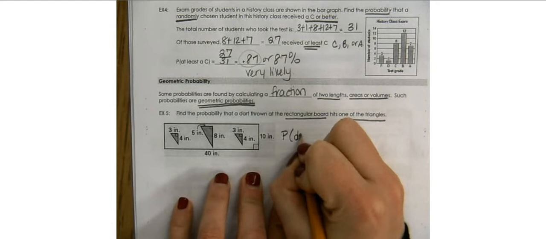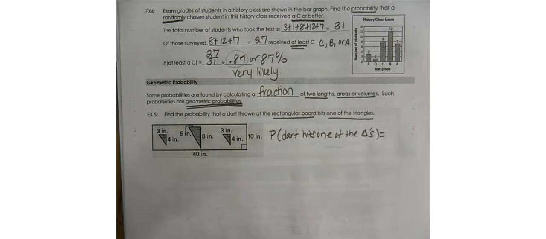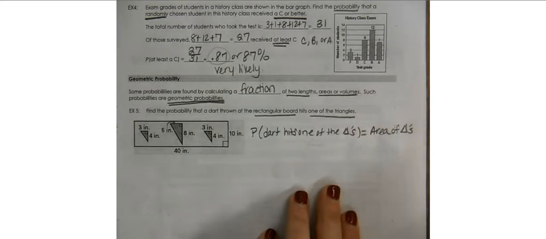So the probability that a dart hits one of the triangles means that we're going to be looking at the area in which we want to hit divided by our total area. So the area that we want to hit is the area of the triangles. So we're going to need to identify the total area of all triangles alone, divided by the total area of the rectangle.